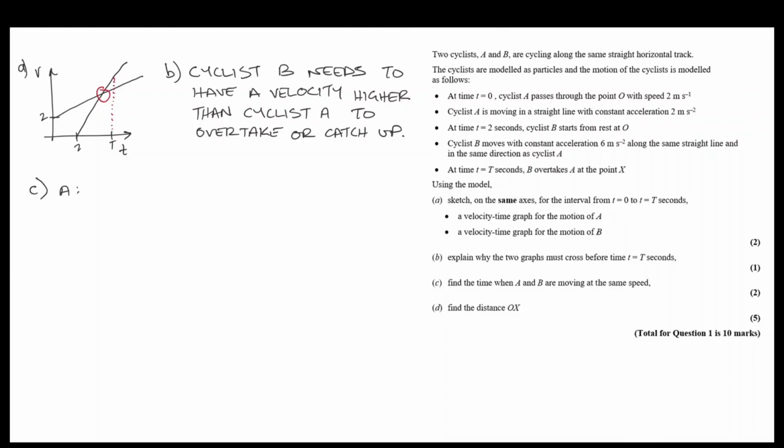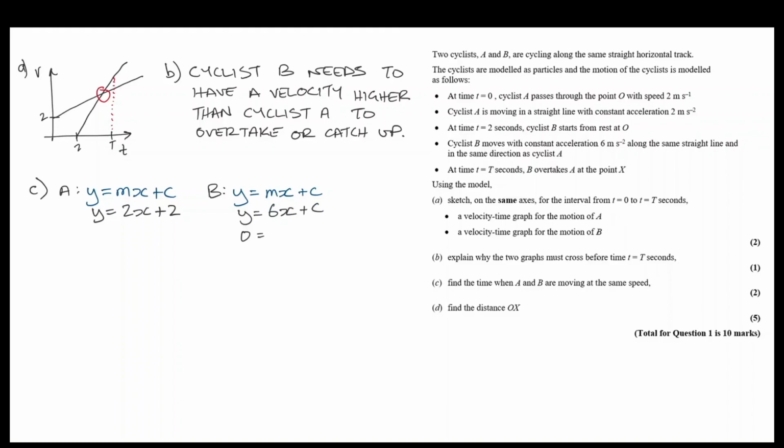So let me form the lines that I'm going to work with. For cyclist A, we know that y equals mx plus c. We know the intercept is 2, and we know that the gradient is 2. So that one was nice and easy to draw. For cyclist B, we need to use a bit more information. We do know that the gradient is going to be 6 because the acceleration was 6, but we don't know much more.